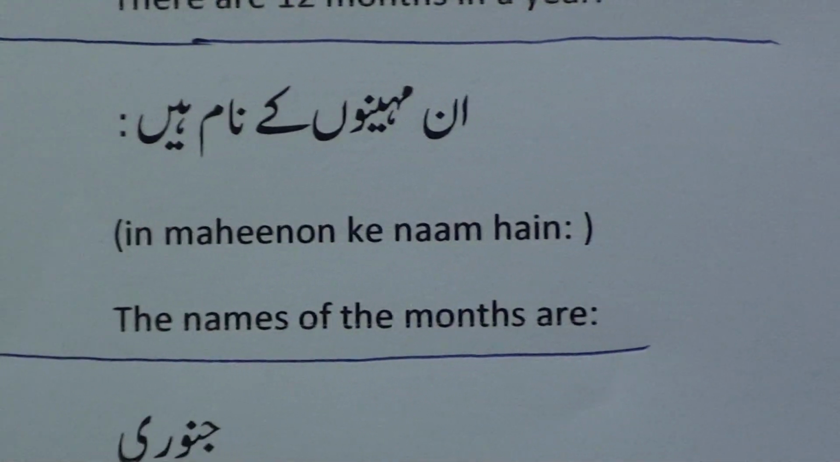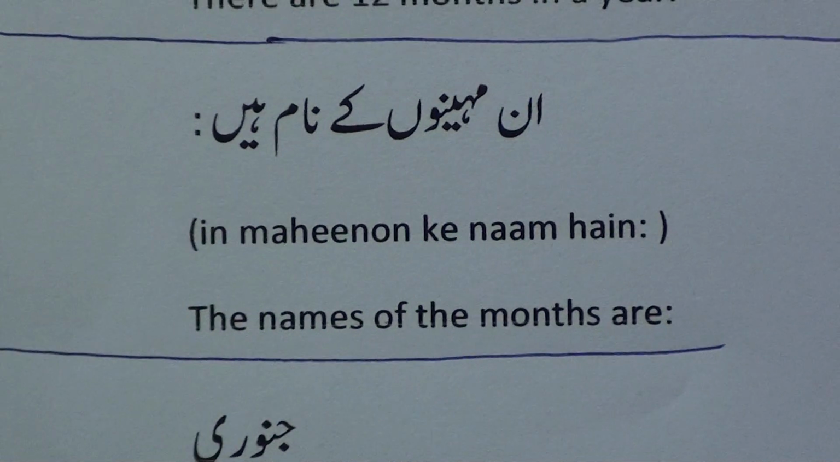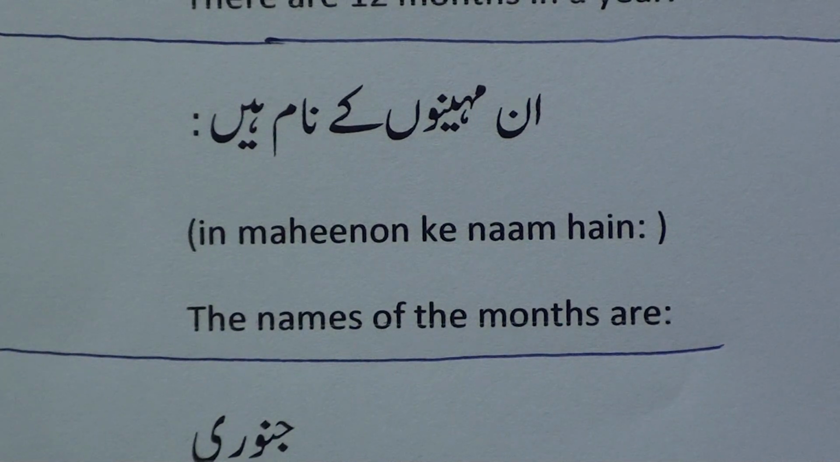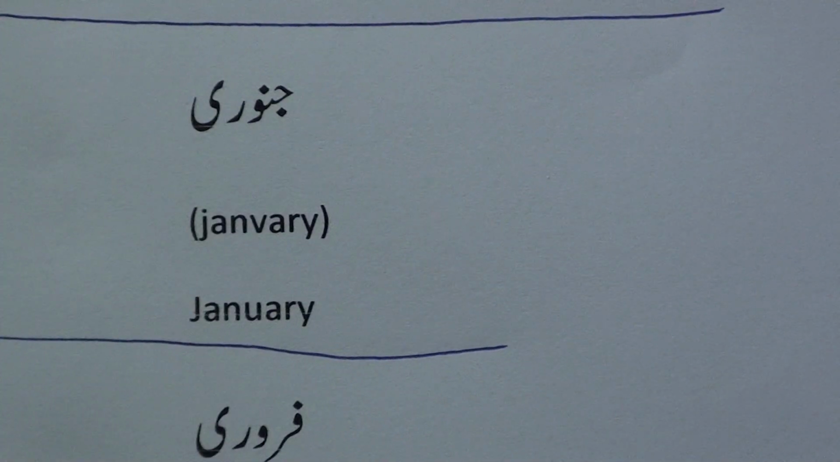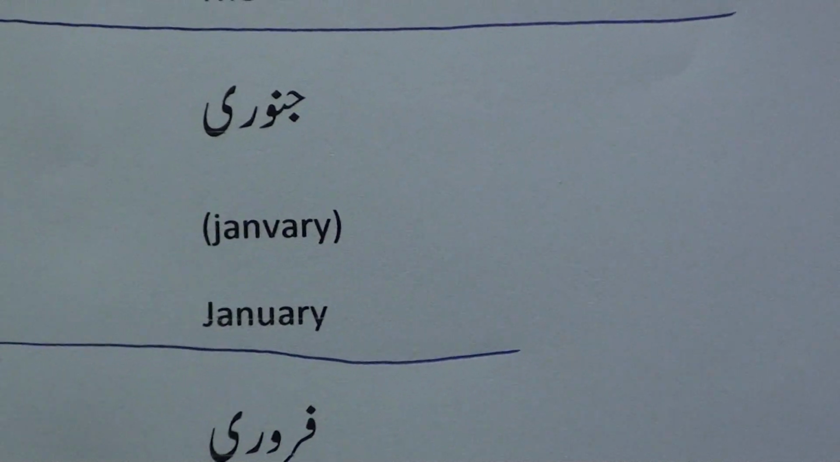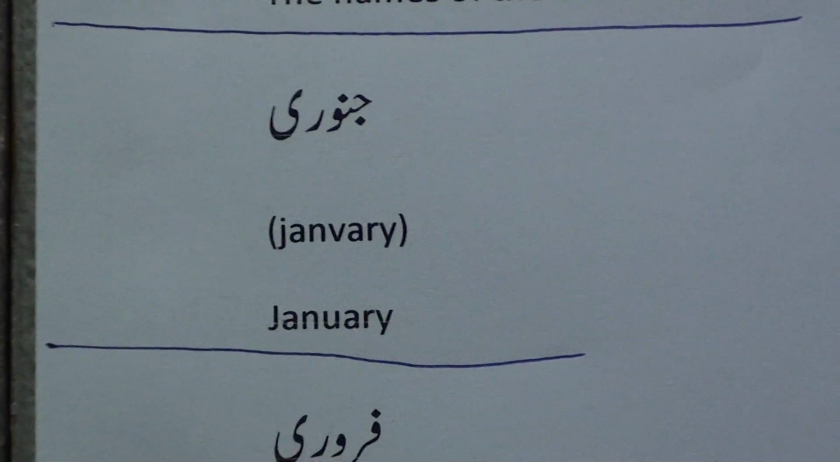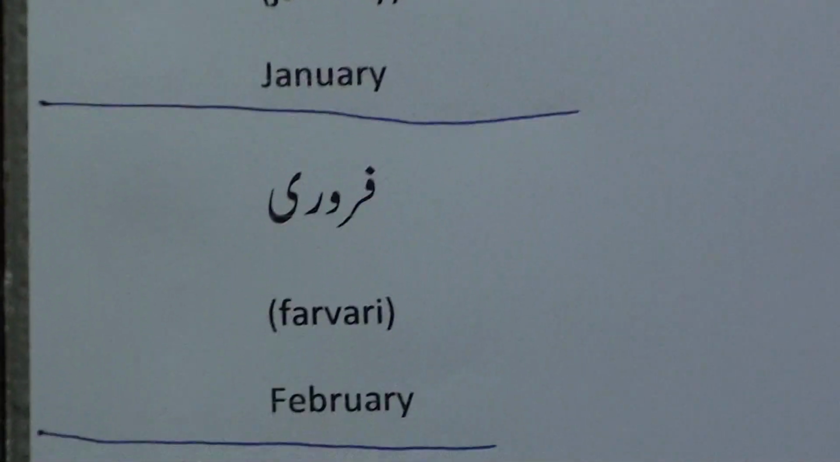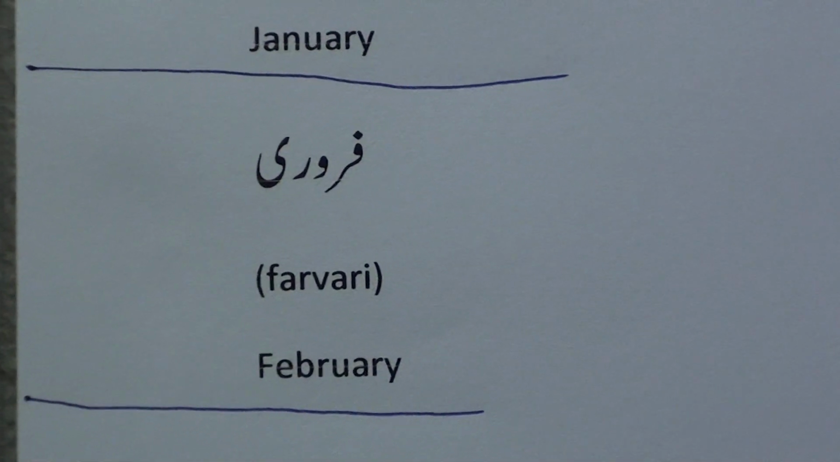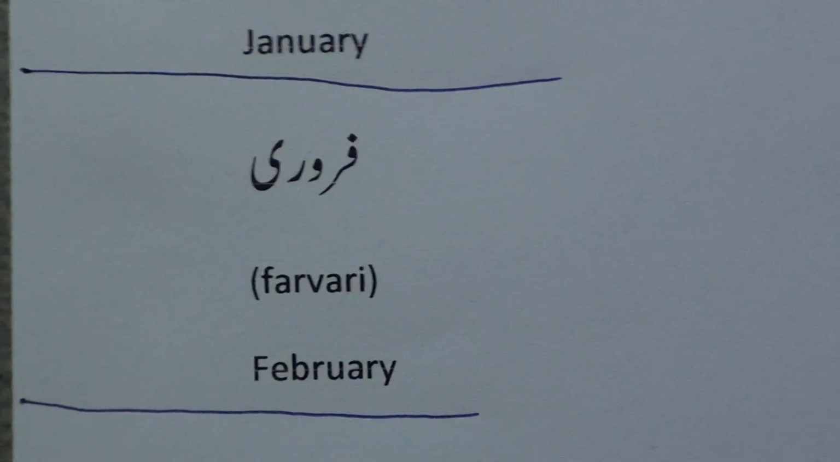इन महीनों के नाम हैं। The names of the months are, January, that is January. January, we say in Urdu January, that is January. Then February, that is February.